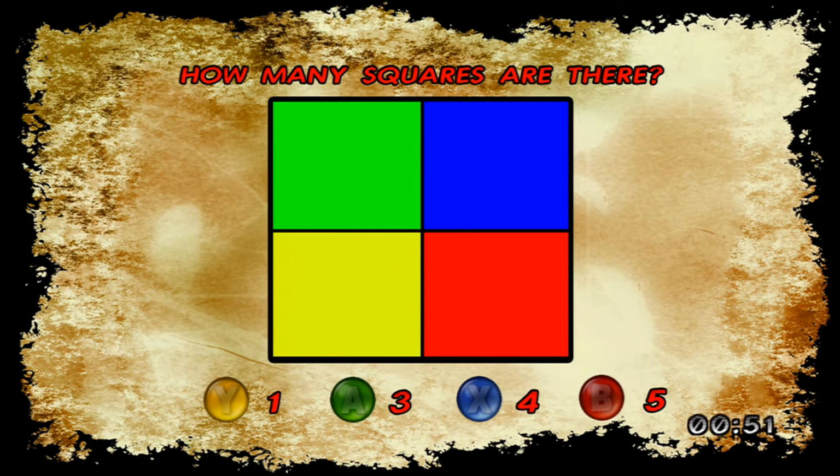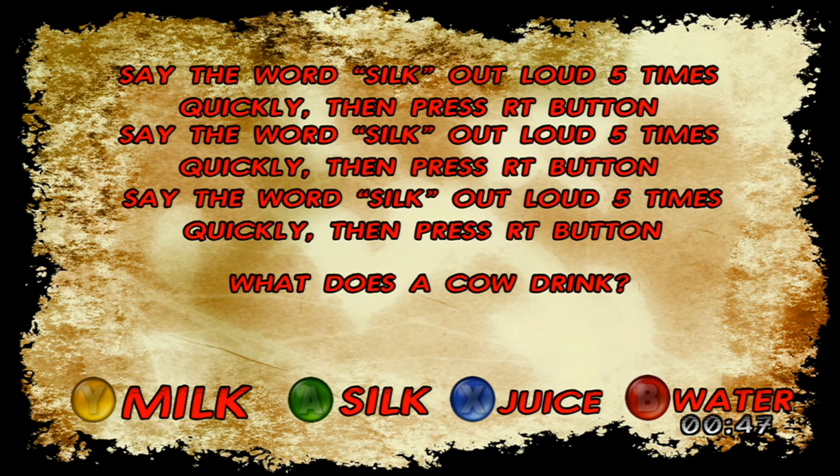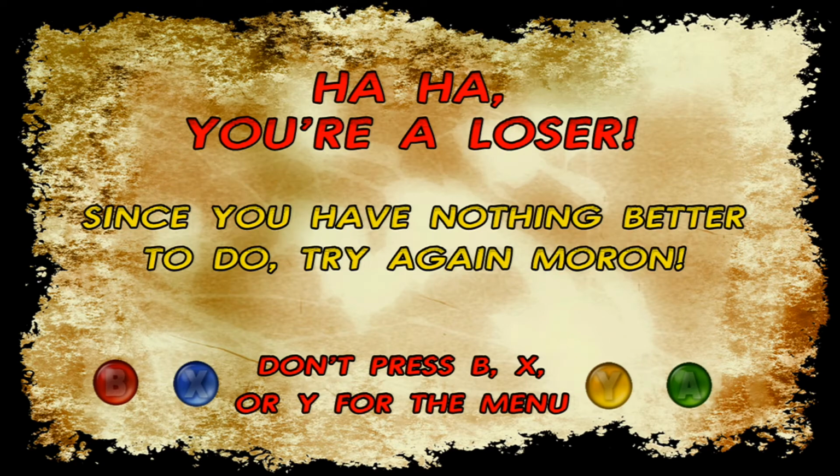LB. How many squares? 1, 2, 3, 4, 5. Duh. Silk, silk, silk, silk, silk. Man, you're a moron. What? No. What? Dude, that's not cool. Okay, I'll press the button.